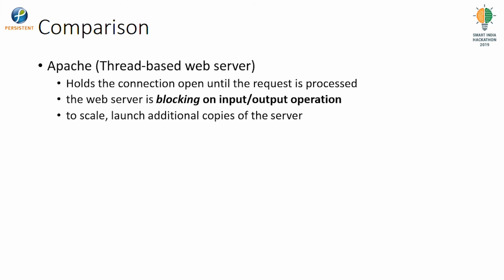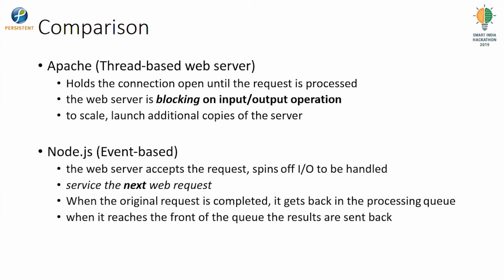So, a quick comparison here, which is thread based web server. It holds the connection open until the complete request is processed, and this often leads to a blocking situation. And to scale up, we often need additional copies, that is, you need multiple servers. Whereas in Node.js, a single server is going to service all the requests, mainly with the model that it follows where IO is handled asynchronously.